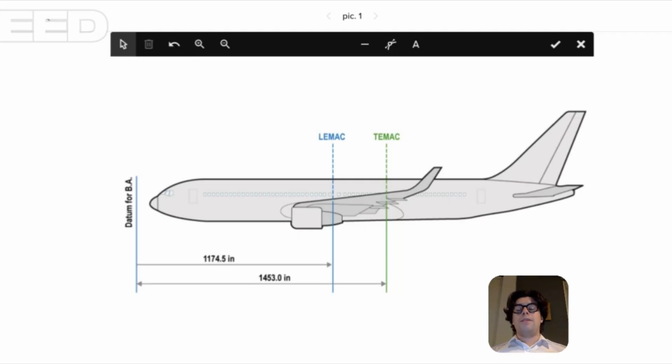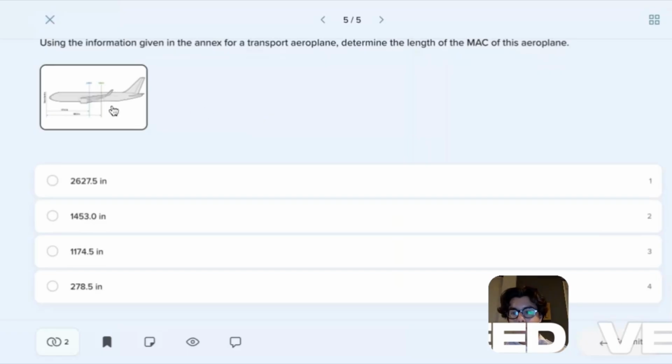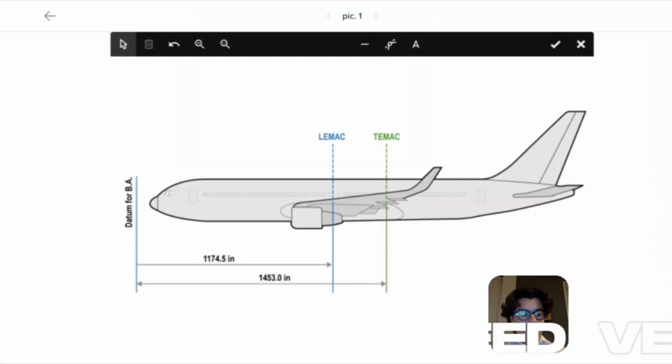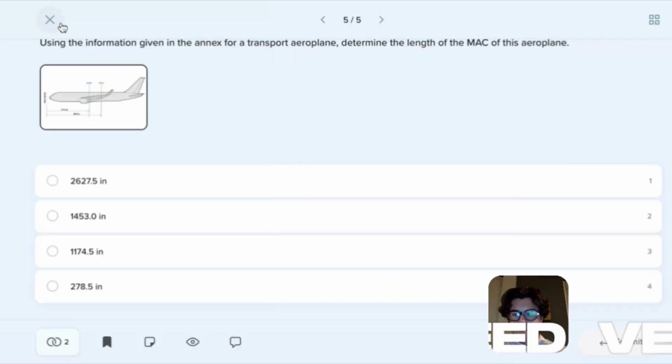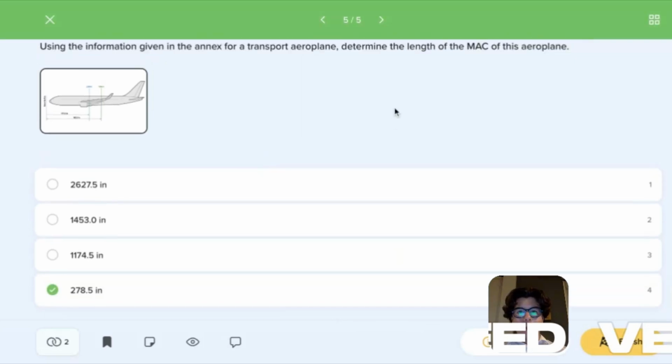And of course, to calculate the mean aerodynamic chord, all we need to do is subtract the leading edge of the MAC from the trailing edge of the MAC. And also remember that these are always measured from the datum rather than from the nose of the aircraft, as a lot of questions will try to trick you with this. So 1,453 minus 1,174 and a half. And this gives us 278.5 inches. And that's the correct answer.